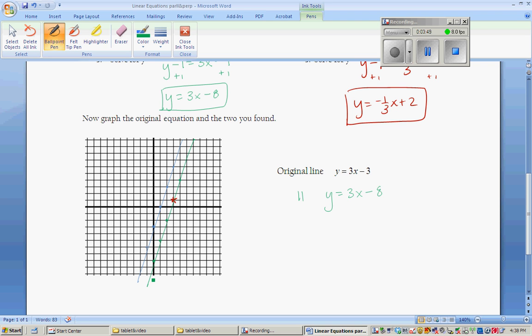And the final one just wanted a perpendicular line. We're going to go to a +2. We're going to go down 1 and right 3. There's our point that we were supposed to hit. And we should have, whoops, there we go. Two lines that look parallel and one that looks perpendicular to both.